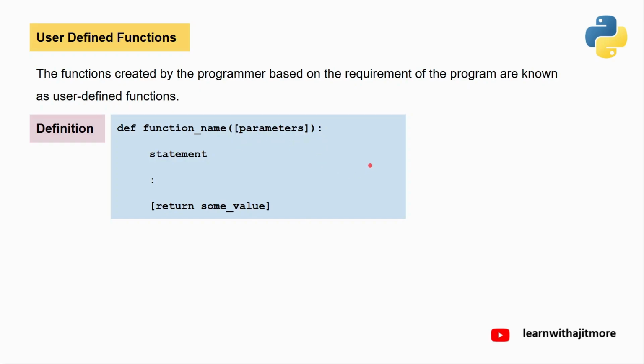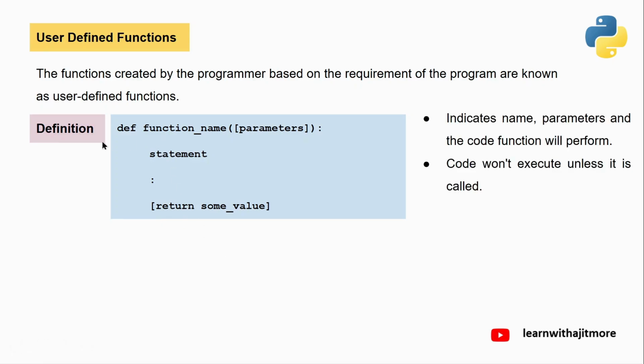the list of parameters, means list of variable names, then colon, then the indented body, whatever task it is going to do, and at the end return some value. Okay, now what does the definition indicate? It indicates the name of your procedure, what parameters it is going to take, what task it is going to perform. Okay, and please remember this code won't get executed unless and until you call. जब तक कॉल नहीं करता है तब तक ये एग्जीक्यूट नहीं होगा.